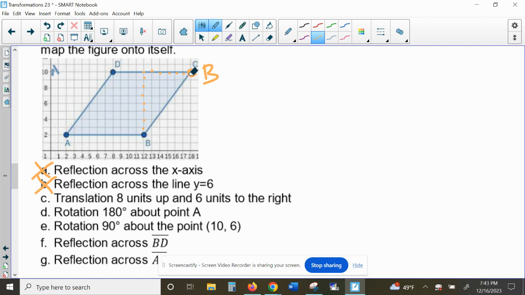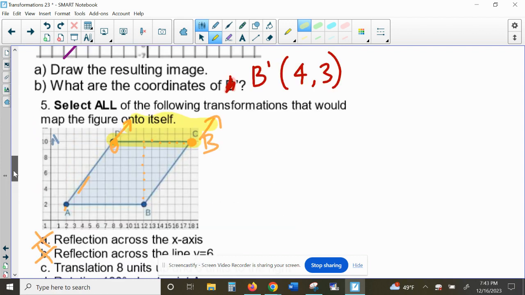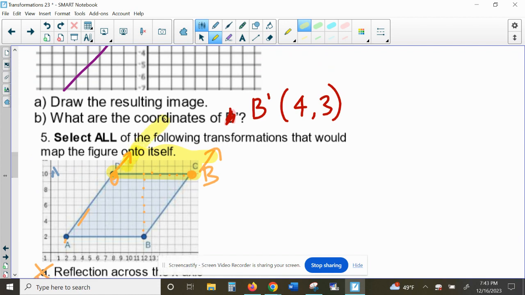Where's my C going to land, though? My C is going to be going up 8, way up here in the sky, and over 6. So it's going to be way out there, right? My D is also going to be way out there, and my A is going to be like here, right? So my shape is going to be way up here, going off of my screen, coming up like this.